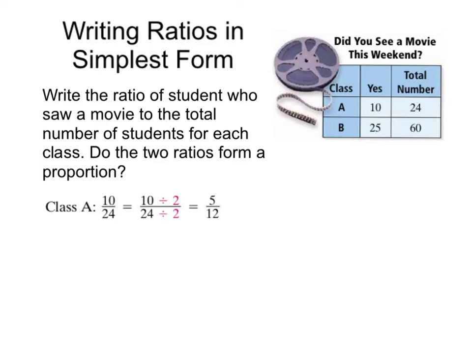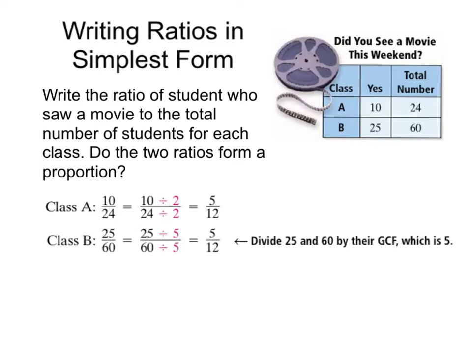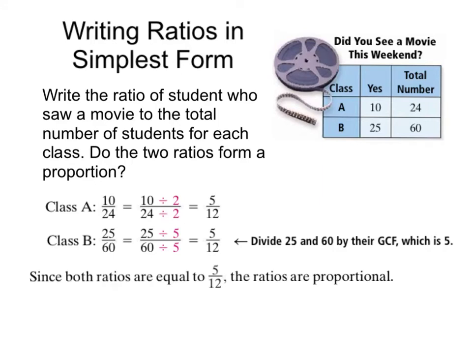Now let's look at Class B. In Class B, we have 25 students did go to a movie out of a total of 60. So our proportion for this one is 25 over 60. Just like with Class A, we want the greatest common factor, so that's going to be 5, because 25 divided by 5 gets us 5, and 60 divided by 5 gets us 12. So since Class A and Class B simplify down to the same ratio, those two classes are in proportion.